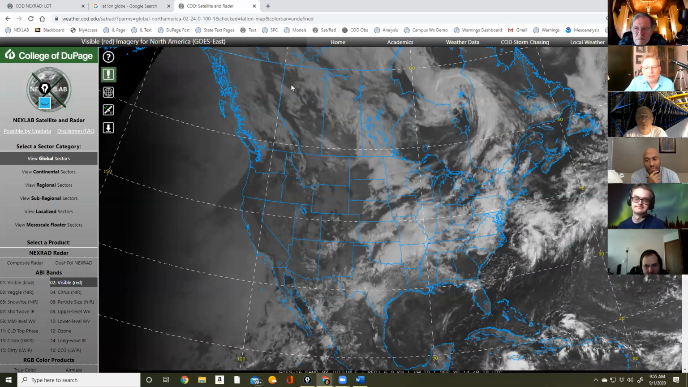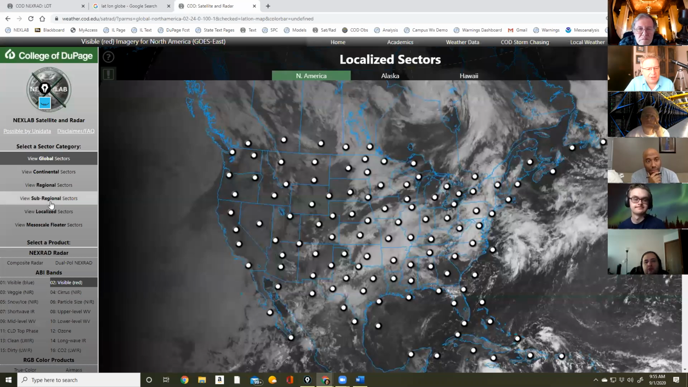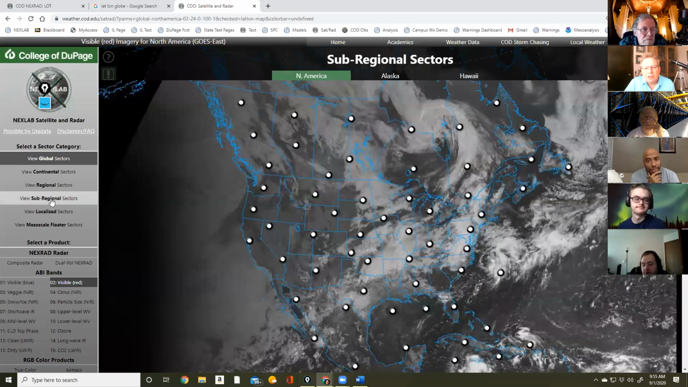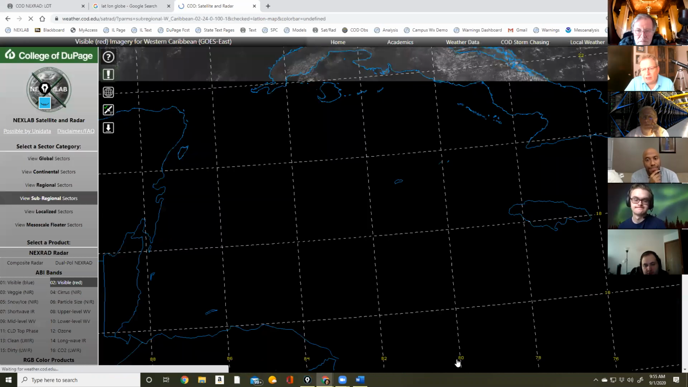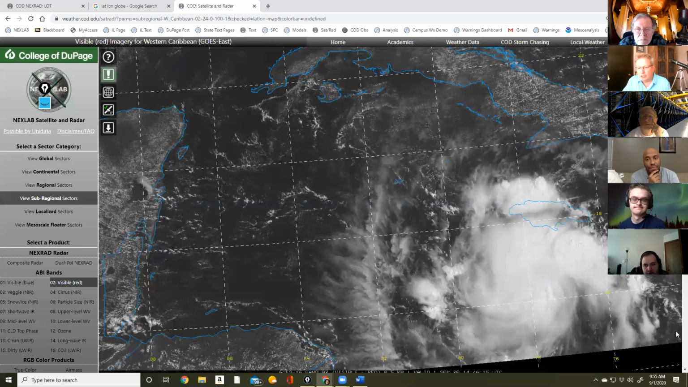But what happens to the satellite when I'm way up there? Look at what happens when I do 1 kilometer sectors. Let me go to sub-regional sectors. When I'm near the equator, look at how nice that looks. Looks like we have a tropical storm forming out here.